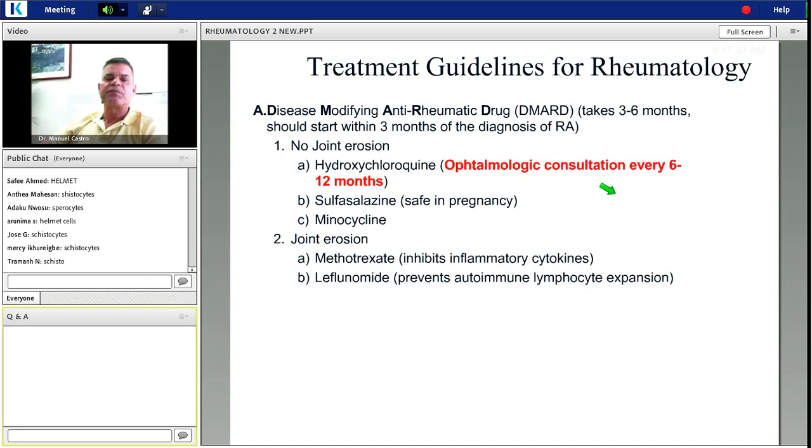Now, if the patient has joint erosion, then you should start methotrexate. It inhibits inflammatory cytokines. Remember, inflammation is going to cause much of the damage to the joints in these patients. You can also use leflunomide, which prevents the autoimmune lymphocytic expansion in these patients. So you can use either methotrexate or leflunomide, methotrexate being the number one choice if there is joint erosion. Remember, you have to use it within 3 months of the disease itself.